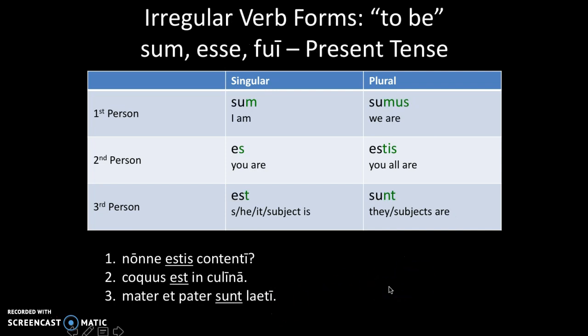And then we have the irregular verb to be. Here is an example of, in the first person singular, seeing the ending M. So here the M indicates I. So I am, you are, he, she, it, or some stated subject is, we are, you all are, or they, or multiple subjects are. So pause the video, copy down these 3 sentences, write out a translation.